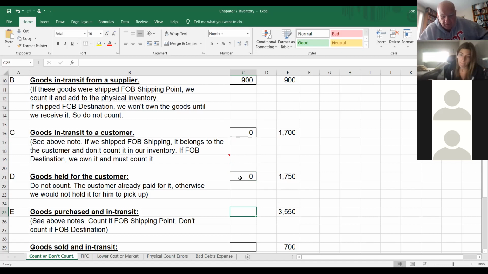Goods held for a customer. Now, here's a pretty easy one, huh? In fact, I'm even giving you the answer: do not count. I reserve books once in a while at Chaucer's. It's the end of the month, and I say, please reserve these 10 books worth $1,750. They bill me, they take my credit card number. And I tell them I'm not going to pick them up until next week. Who owns that, me or Chaucer's?